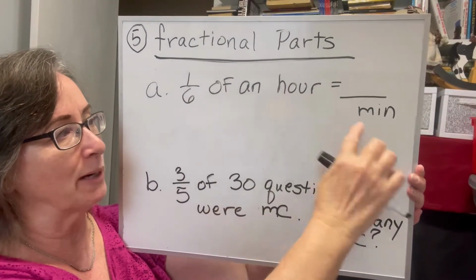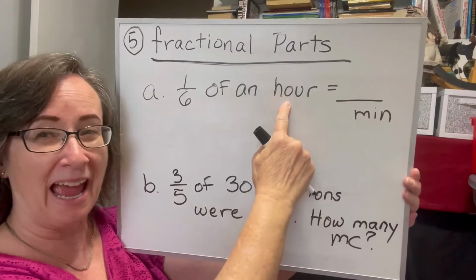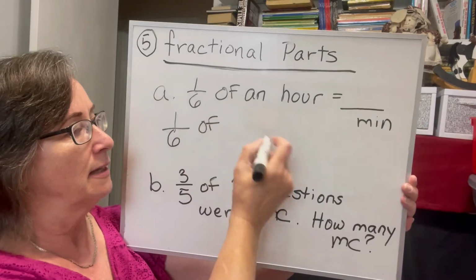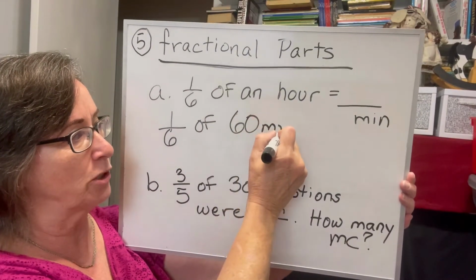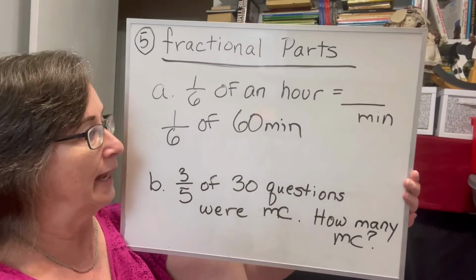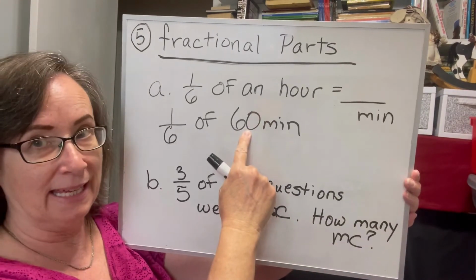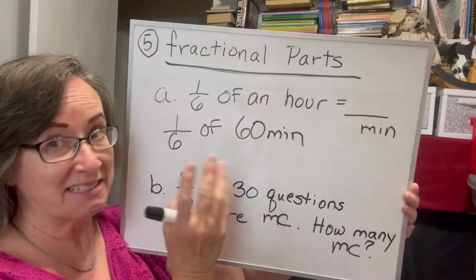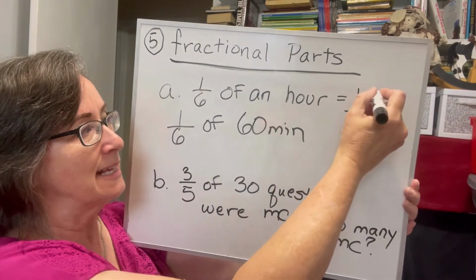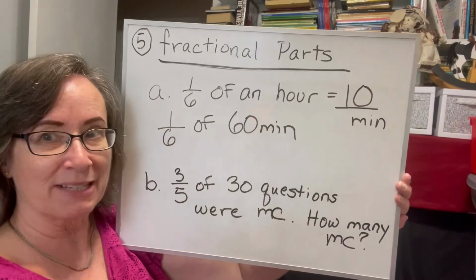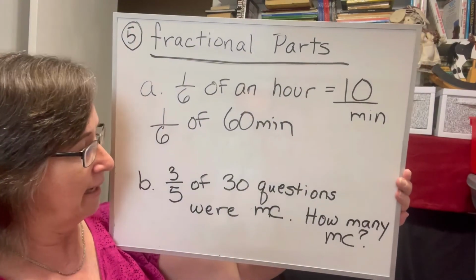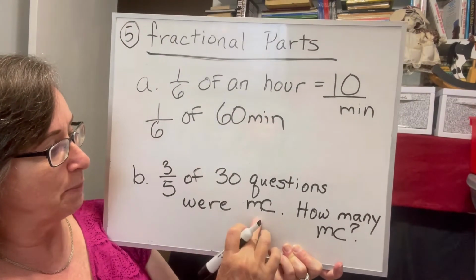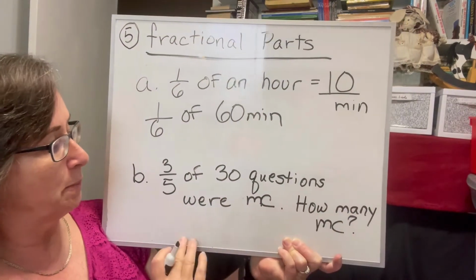1/6 of an hour. Now we're trying to get to minutes. So let's put an hour in minutes. So 1/6 of 60 minutes. Everybody should know that 60 minutes is an hour. Okay. So 60 divided by 6 is 10. 10 times 1 is 10. So this is 10 minutes. 1/6 of an hour is 10 minutes. 3/5 of 30 questions were multiple choice. How many were multiple choice?